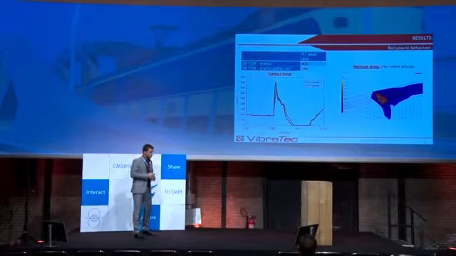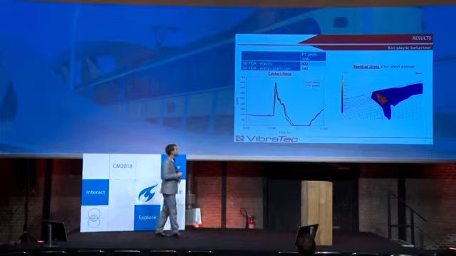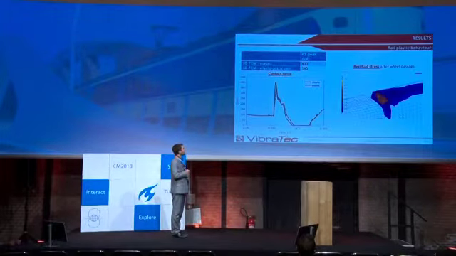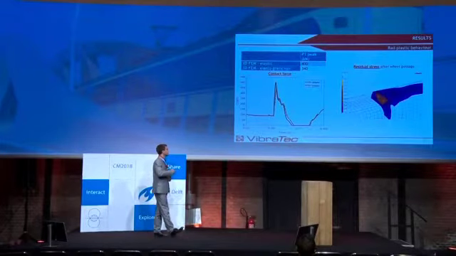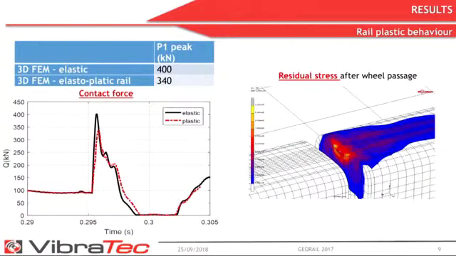Results for rail plastic behavior. So this has been done only with the 3D model. And we have compared, so it's still the same graph, vertical contact force as a function of time. And you have a result of elastic in black and plastic in red. And you can see, as expected, that the peak is reduced using rail plasticity. And quantifying it, you have a reduction of about 20%.